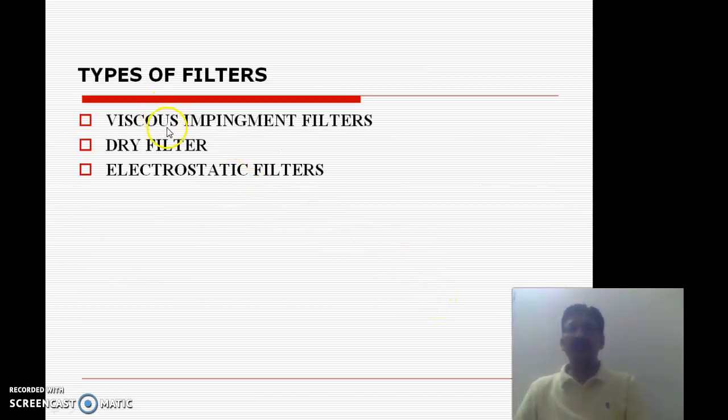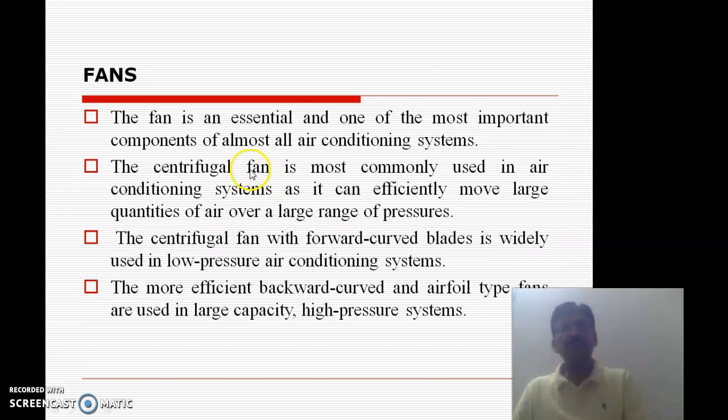So if you see in this air conditioning system, there are different types of filters used: viscous impingement filters, dry filters, electrostatic filter. So in the air handling unit, or AHU, if you see, the fan is very important equipment. So the fan is an essential and one of the most important components of almost all air conditioning systems.